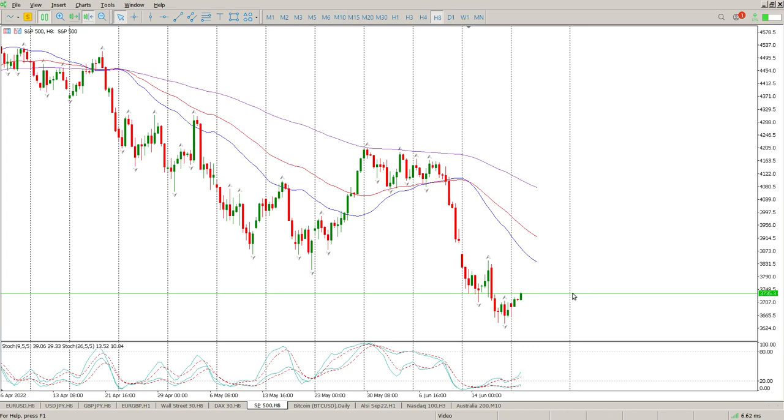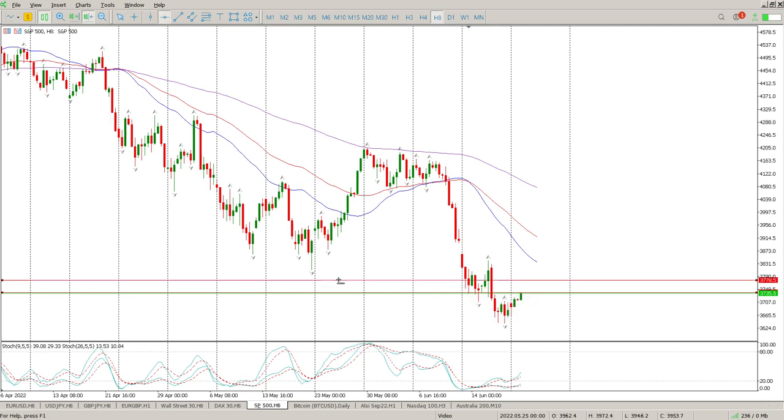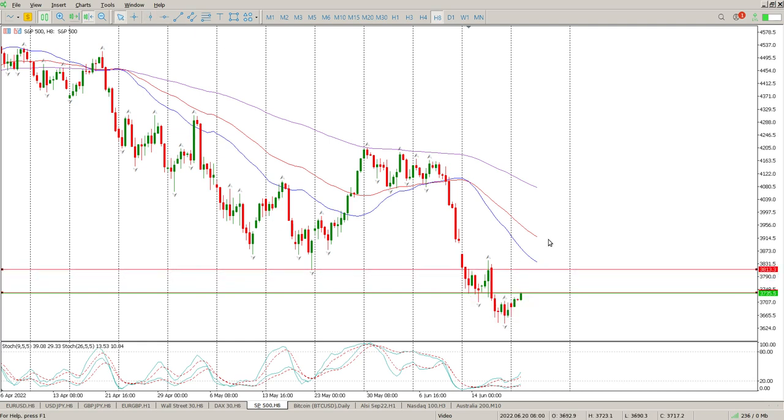So yesterday being a holiday in the US, nothing really going on. We have kind of cleared this level here, which we were looking at yesterday, which is 3707 or 3700. I suspect this is the next level. Well, it's actually a zone, should I rather say. And that's basically what it is.